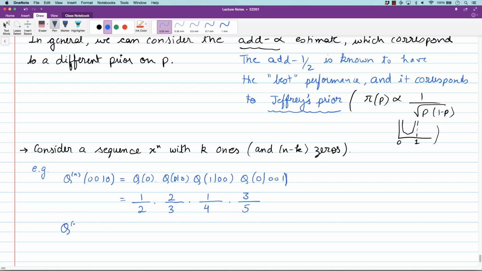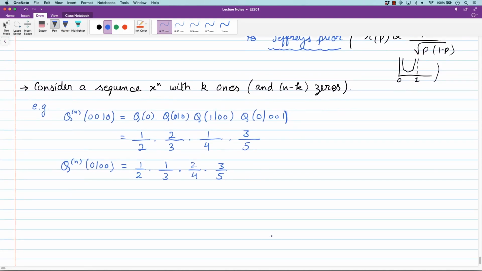This counter always proceeds in the same way. In fact, you can verify that Q of 0, 1, 0, 0 is also the same, except that first we start with 0 probability. Now a 1 comes, so you increase the denominator by 1, and the counter for 1 starts. Now the second 0 comes, so the second counter for 0. Then the third 0. You can check this. So this is the same as this probability. Right, this is just an example we worked out.